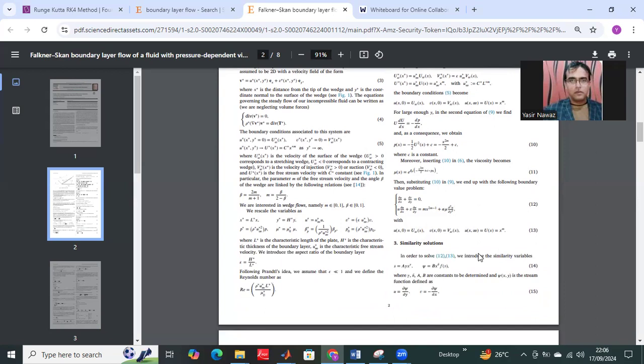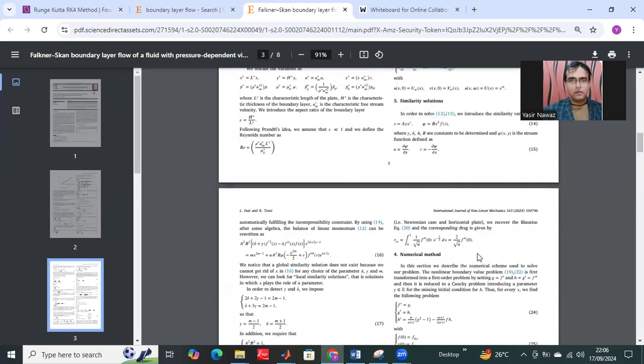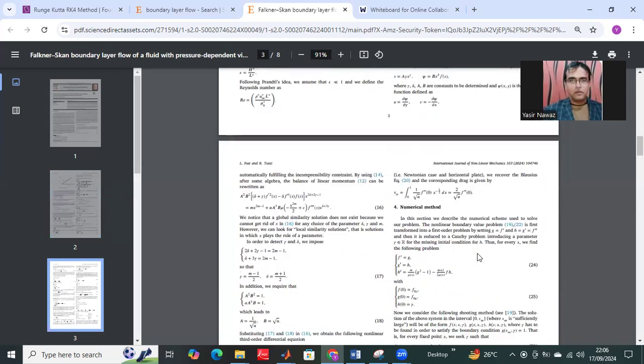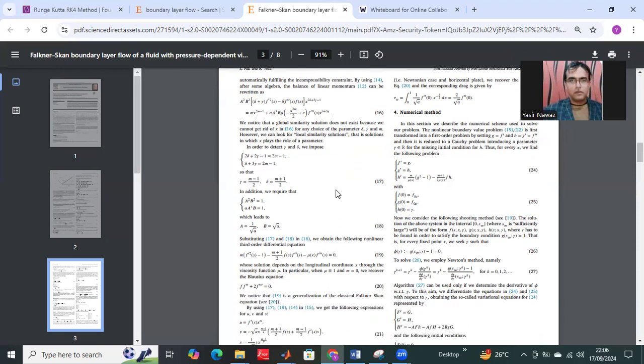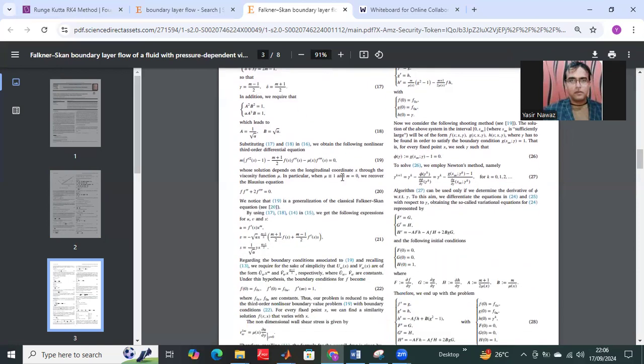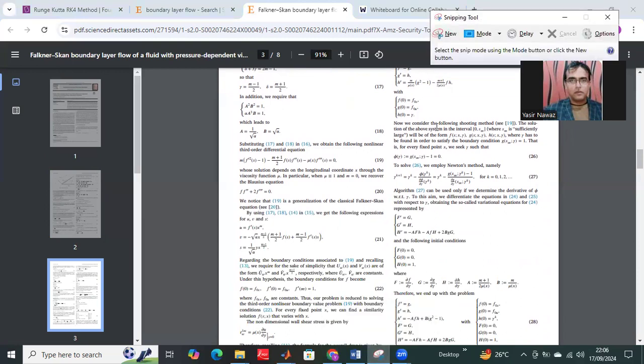And then it was mentioned that a global similarity solution does not exist because we cannot get rid of x in 16 for any choice of the parameters delta, gamma, and f. However, we can look for a local similarity solution. So for the local similarity solution, the equation is 19 with the boundary condition of 22. I will try to solve equation 19 with boundary condition 22 using the shooting method based on Runge-Kutta of order 4.